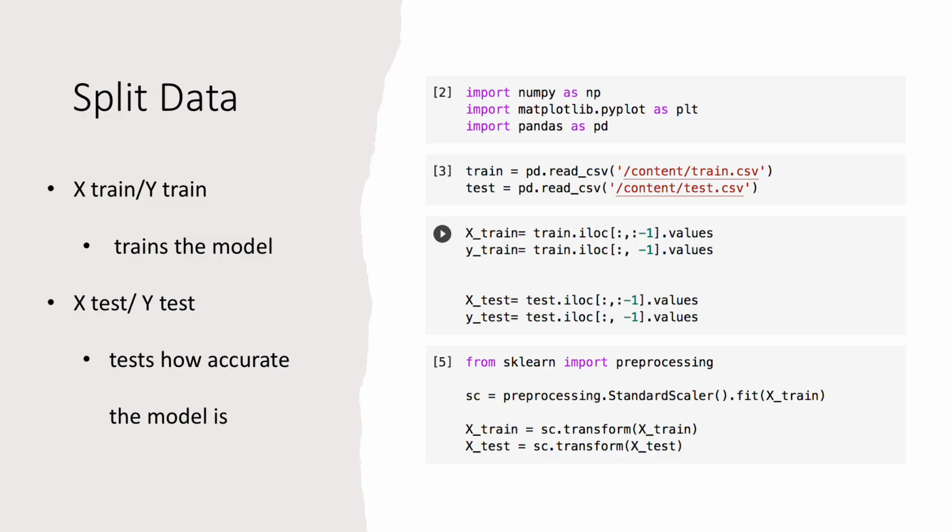But first, we have to split the data. So we were given 2 files containing our training data and another file giving our testing data. So xtrain, ytrain. Xtrain is our independent variables, and our ytrain is our dependent variables. And we'll use these to train the model. Again, xtest are independent variables, ytest, dependent variables. But instead of training the model, we're going to test how accurate the model is.